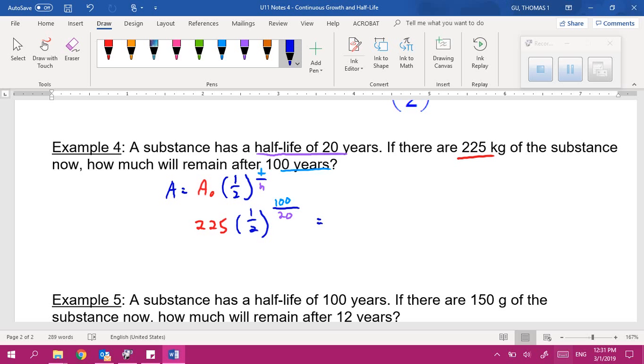So what is your final answer? 7.03. What are the units? kg, that's right. There's the answer.